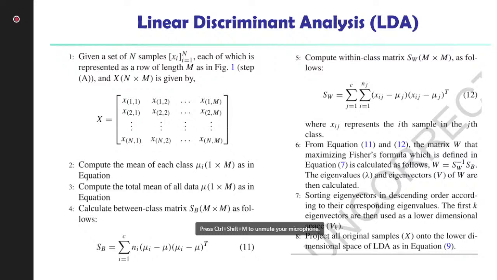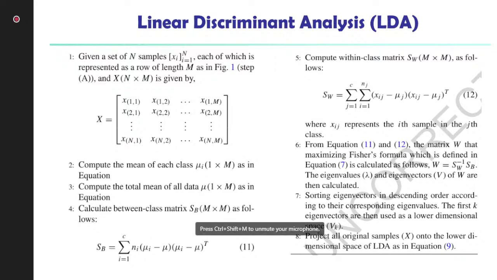So here mu j is the mean value of a class j, which is varying from 1 to C, and we are subtracting it from the individual feature, like i varying from 1 to Nj, where Xij represents the ith sample in the jth class. Okay. We are multiplying it with the transpose of the same term, which is SW.